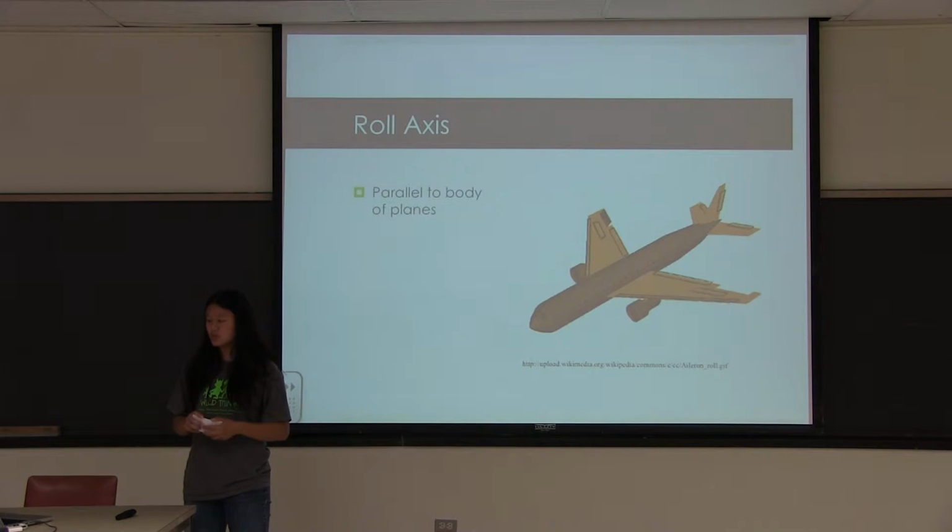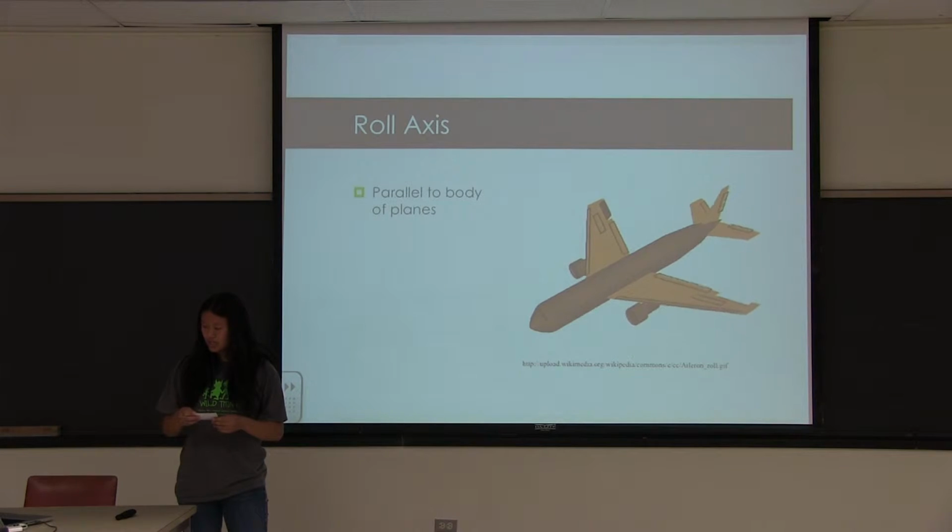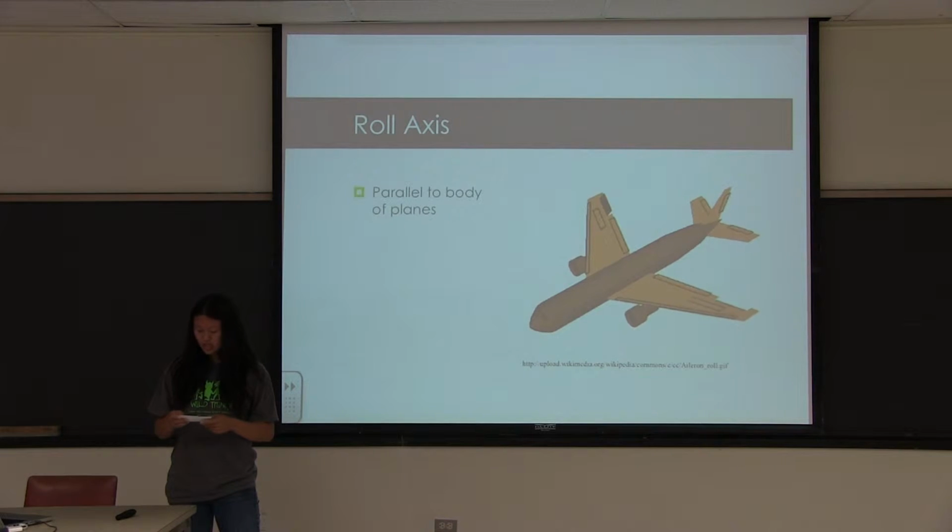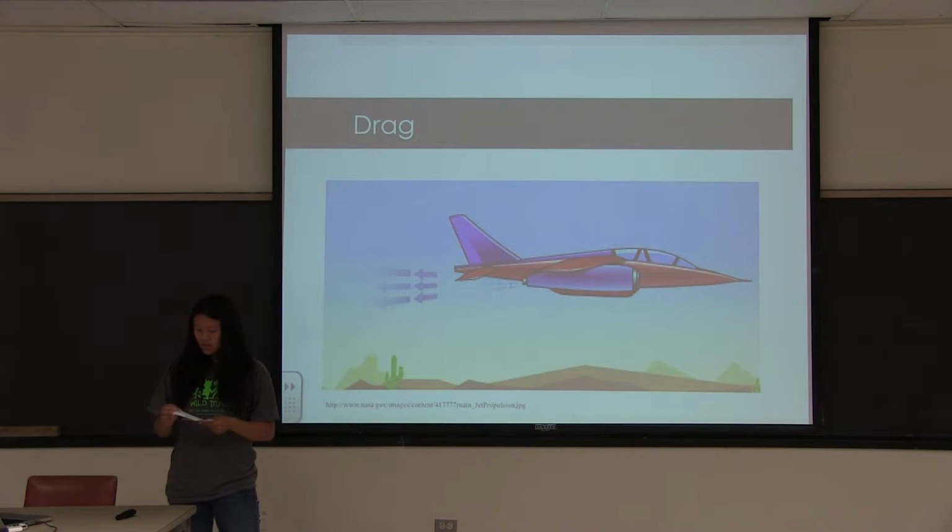And the last one is the roll axis, which is parallel to the body of the plane, and you can see the motion of the plane when the entire plane is moving side to side, like when the wings are tilting and the entire plane tilts one way or another.